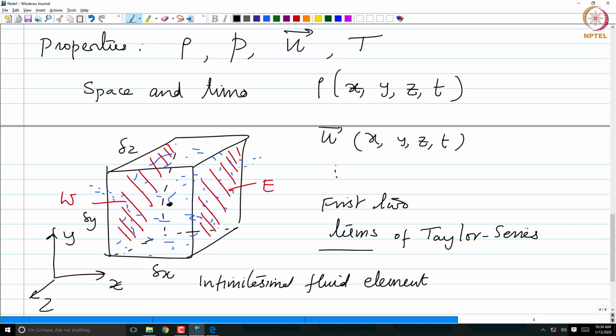So for that matter, we can denote the faces as east and west in the x direction. We could call this a north face and this a south face, okay? And similarly, we can call the other faces the front face, and the one at the back a back face, okay? So we could call east, west, north, south, front, and back, about 6 faces.